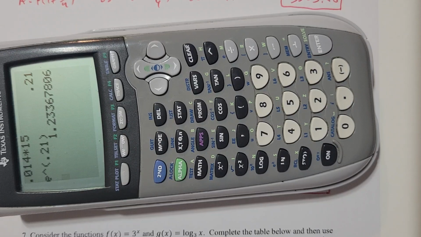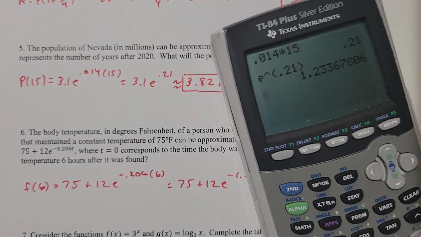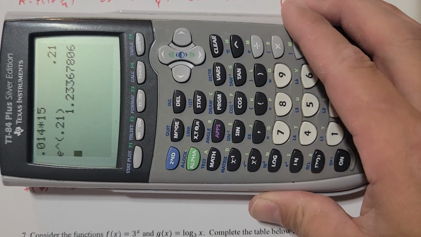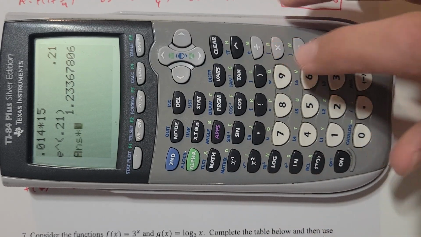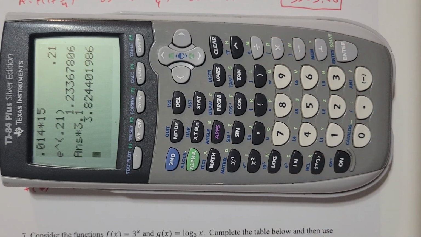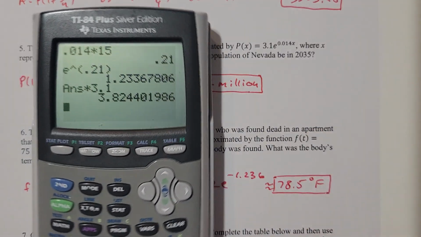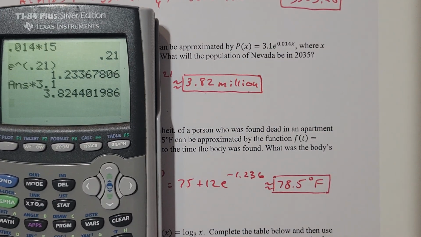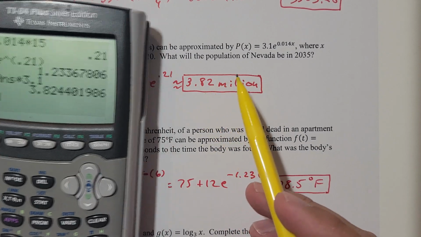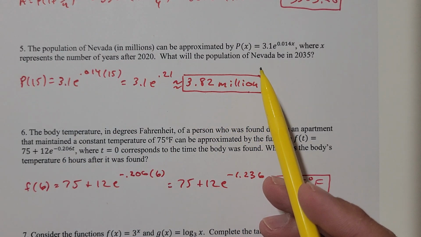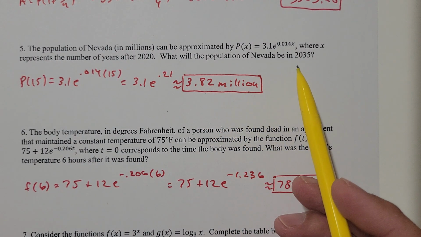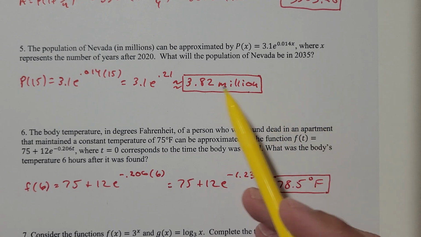And that's what we get. Okay, and then I'm multiplying that by 3.1, it looks like. Okay, so times 3.1, and that's what I'm getting. So it looks like if this state continues to grow at the rate that it's been growing at, then in 15 years, in the year 2035, it would be at 3.82 million people.